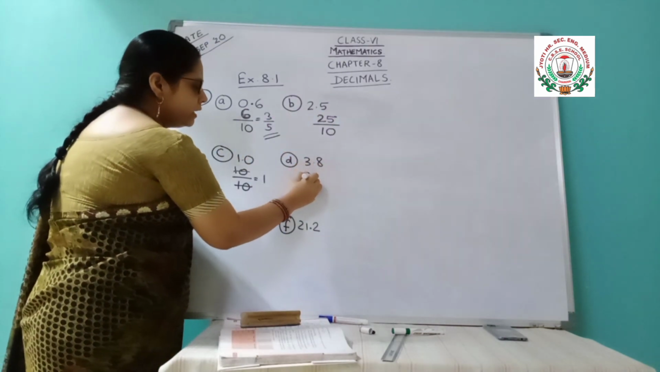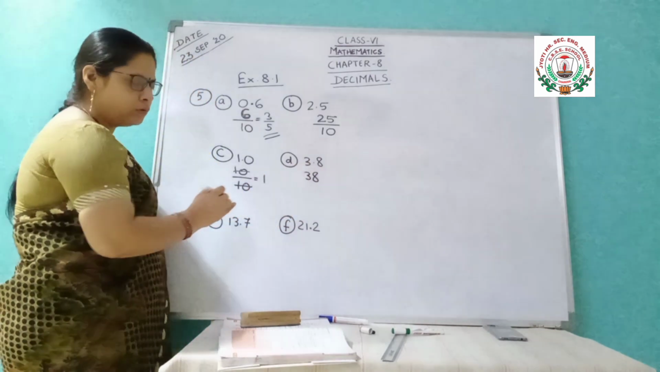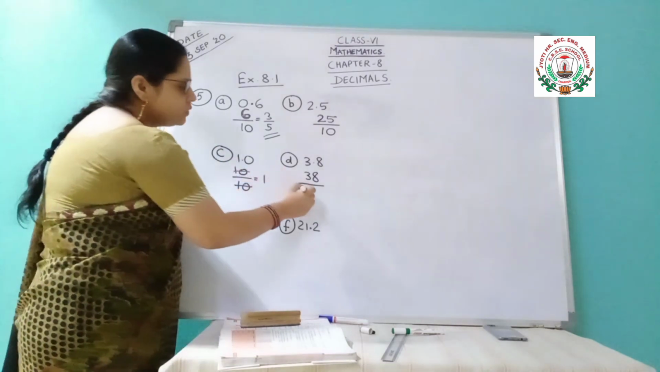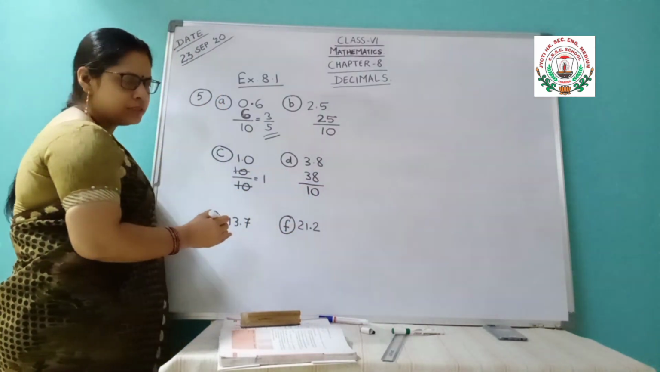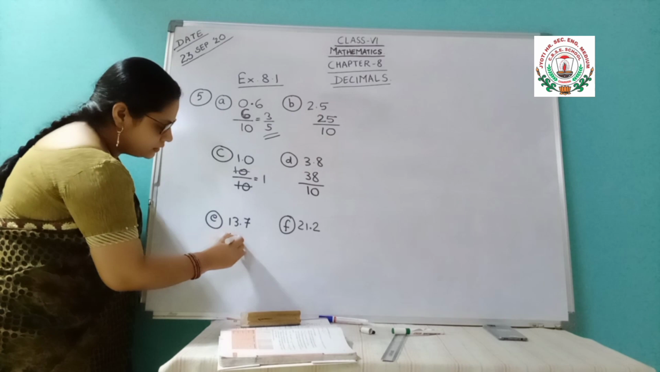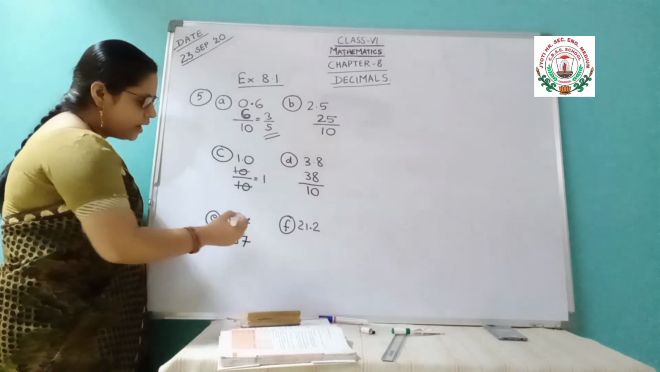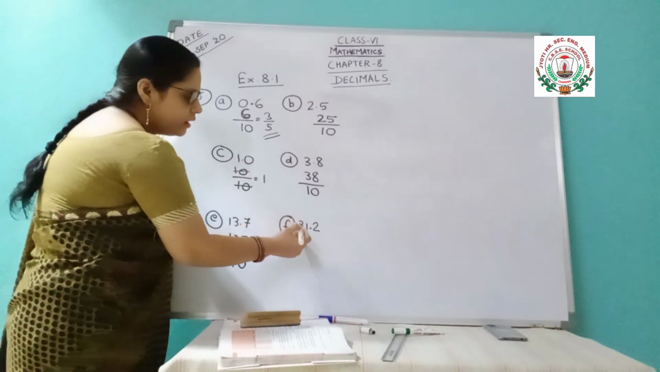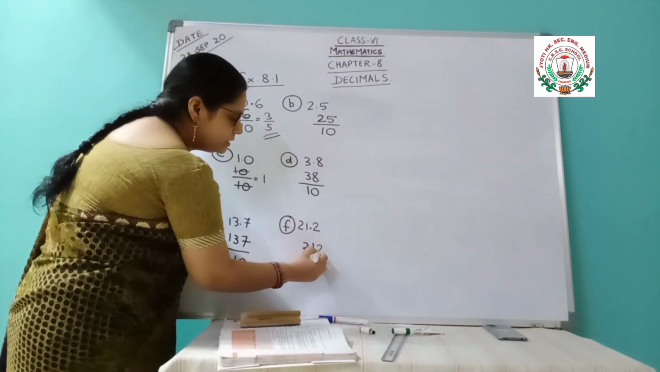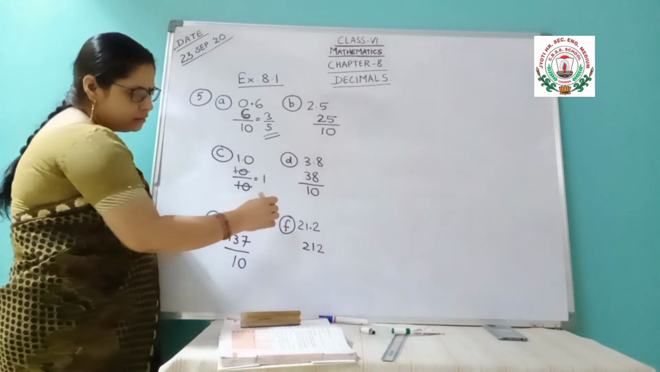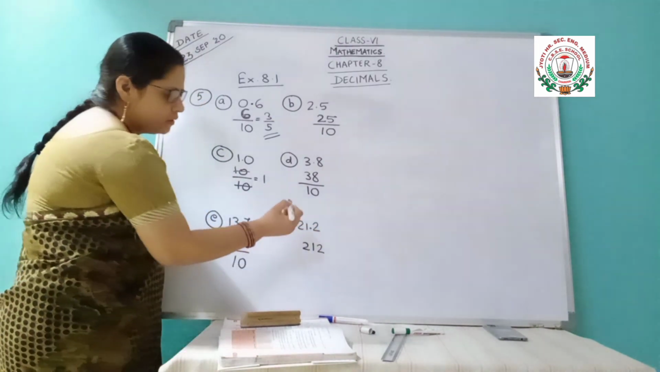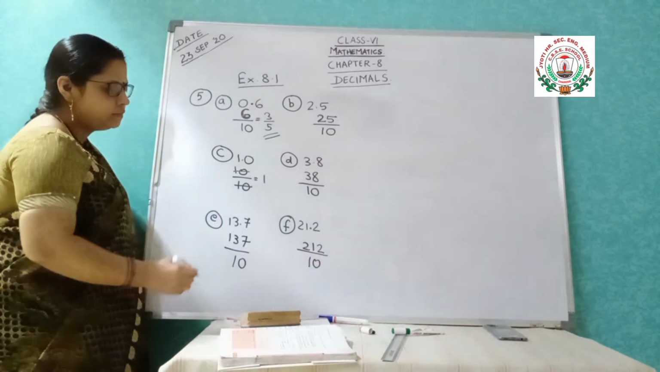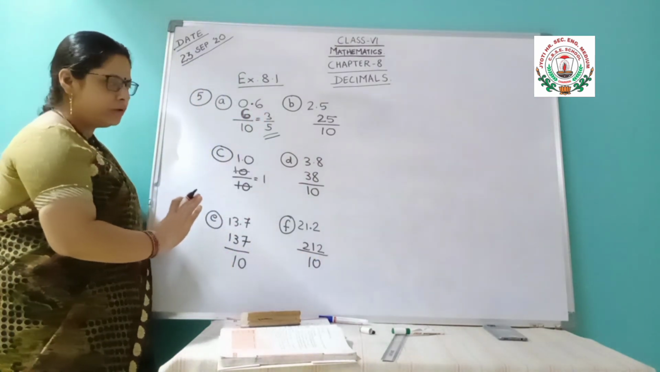Here 3 and 8 are the digits, so write 3 and 8 together. And how many digits after the decimal? Only one digit, so 1 0 in the denominator, means 10. Here 1 3 7 are the digits, and one digit after the decimal, so 1 0 in the denominator. Here 2, 1 and 2 are the digits, so write all together. Then how many digits after the decimal? Only one digit, so 1 0 in the denominator. Okay, this is the conversion into the fraction.